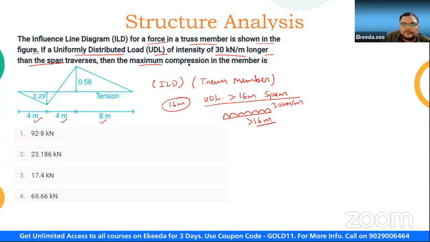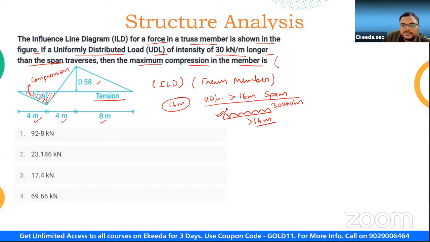Then the maximum compression in the member is what we have to determine. There are two things here: this is compression, and this is tension. Tension is written above the baseline. Whatever is above is in tension, and whatever is below this baseline is in compression. So here it is in compression. Now what we need to determine is the area of this one.